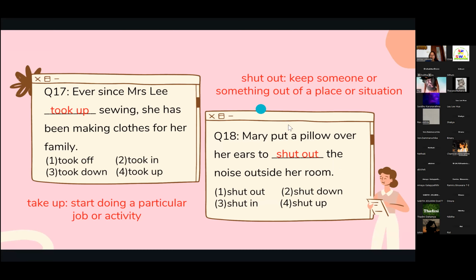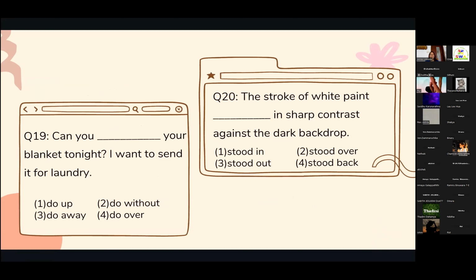Okay, then next question. Question number 19. Can you blank your blanket tonight? I want to send it for laundry.